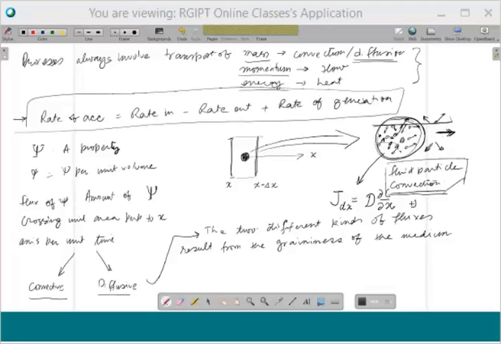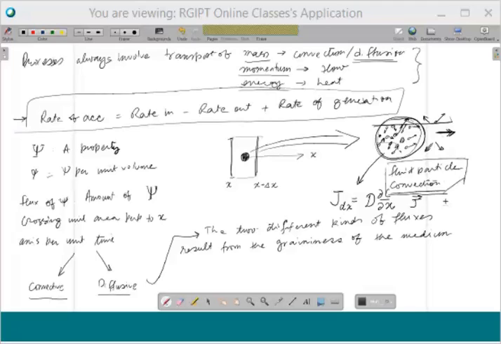In general, if you consider the three-dimensional case, then J will be a vector. The flux vector is given as D del C. For now, let's keep things simple and just look at one-dimensional transport. So there are two forms of the fluxes which we should be considering in general: one is diffusive, one is convective.